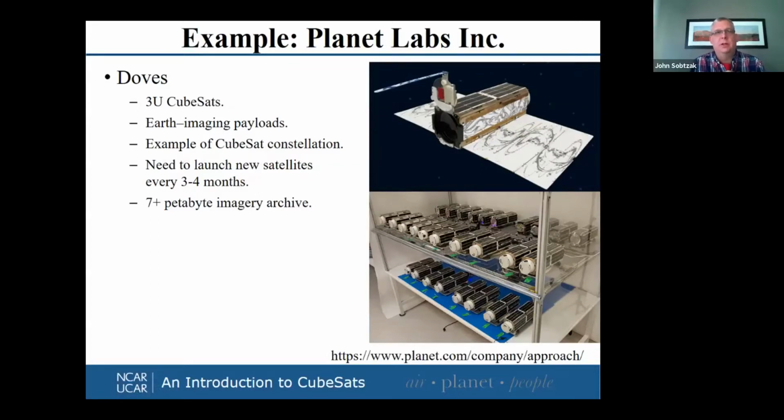The trouble is they're in low Earth orbit, so they fall out of orbit and burn up every so often. So they keep having to replenish the constellation. They launch new satellites every 3 to 4 months. And so far, according to their website, they've collected over 7 petabytes of imagery using these CubeSats. So that's one of the big uses of CubeSats, taking pictures of the Earth.